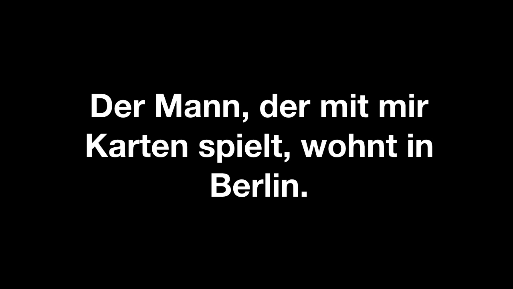Der Mann, der mit mir Karten spielt, wohnt in Berlin. Okay, the man who plays cards with me lives in Berlin. So der is no longer the, instead it's who. It's referring back to der Mann. Der Mann, der mit mir Karten spielt, wohnt in Berlin. Notice that the verb inside the relative clause, the verb between the two commas, goes to the end. Mann is the antecedent. Der Mann, der mit mir Karten spielt, the man who, so the der is referring back to the man.